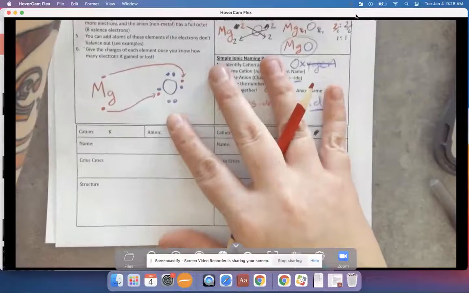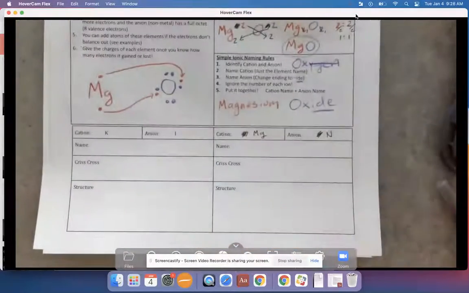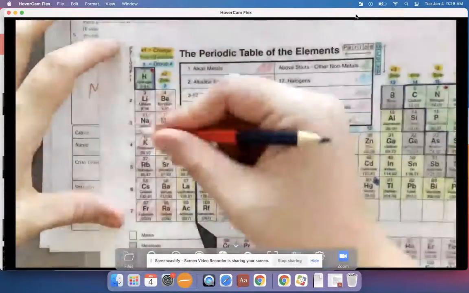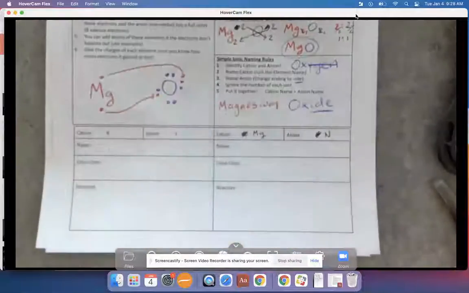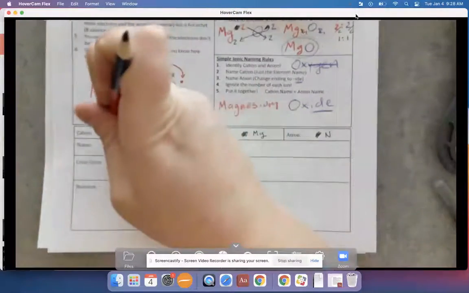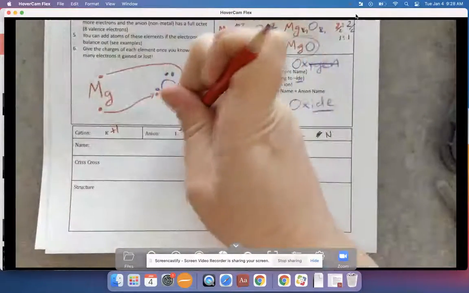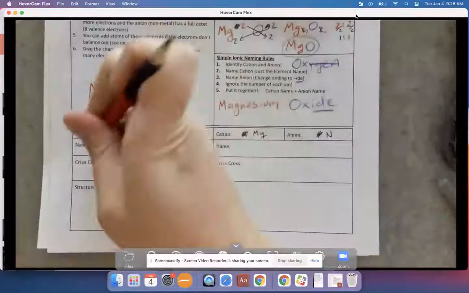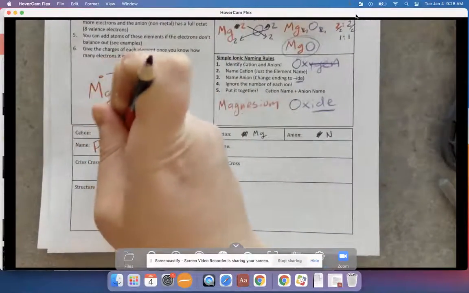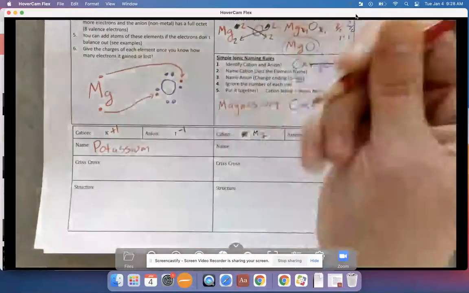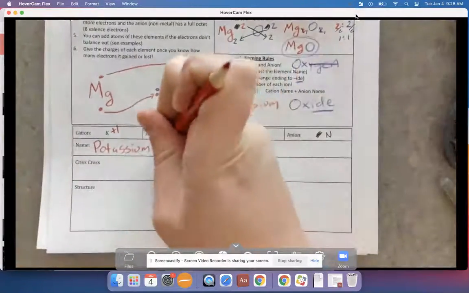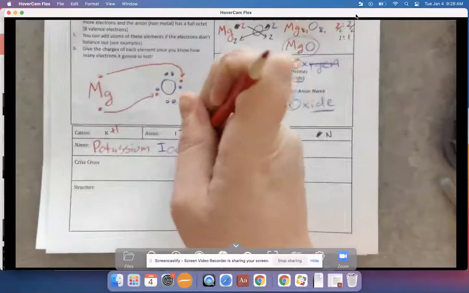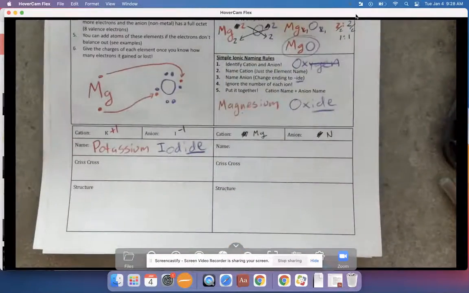I'm going to just scooch this up like this. Okay. So if I look on my periodic table, I can see that K has a positive 1 charge and I has a negative 1 charge. I'm going to write that down. Now, if I didn't know the names of them, I could look it up, but I know K is potassium and I is iodine. Now, I have to change the ending to IDE. So iodine becomes iodide. I change that ending.